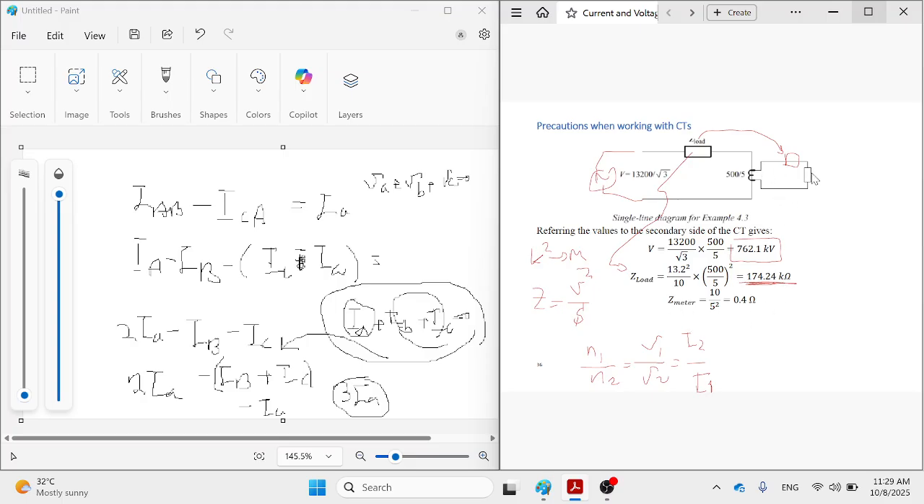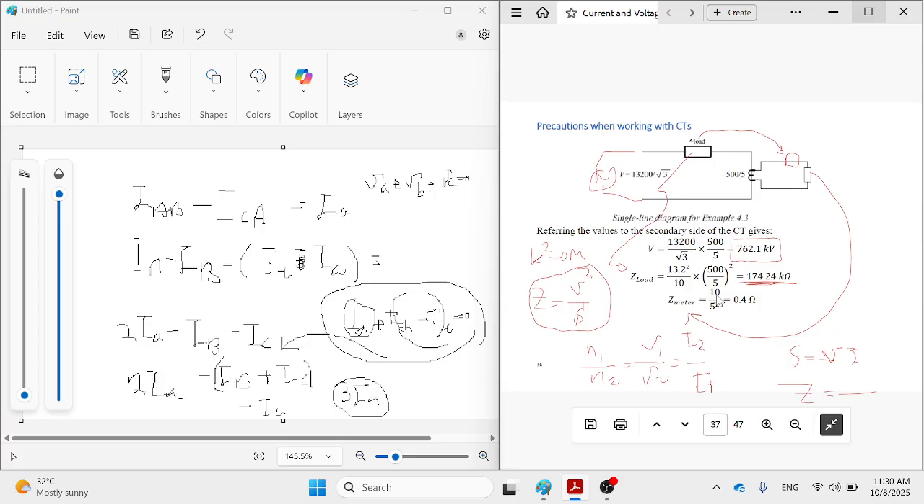Finally, the burden impedance is given as 10 volt-amps over 5. Okay, what is 5 here? S is equal to V times I, correct? And then we know the Z, oh sorry, power of 2. The Z is the same as this formula. I'm going to repeat this formula.